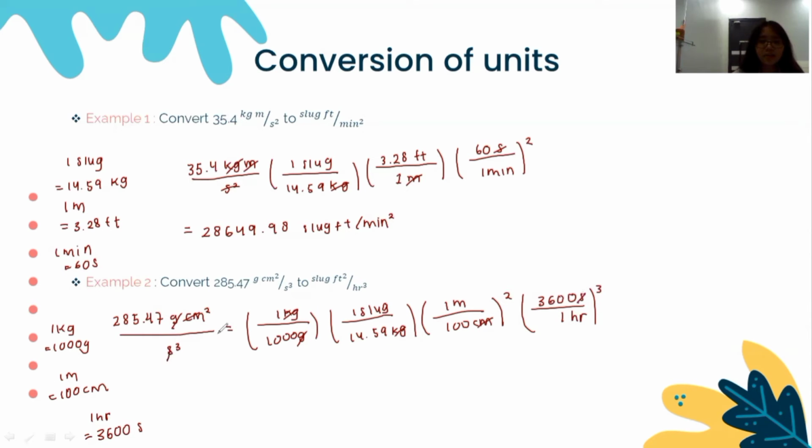Cancel the second out. And after all has been converted, we need to multiply all of them. And we got the result 9.8 times 10 raised to 5 slug feet squared per hour cube.